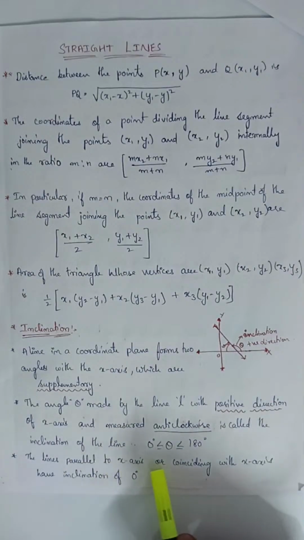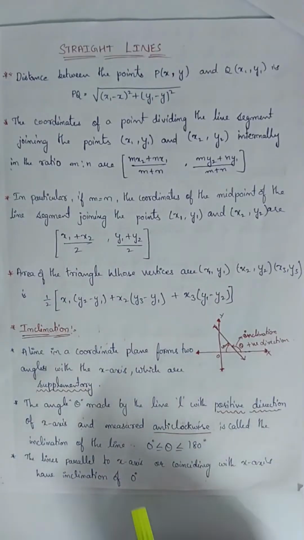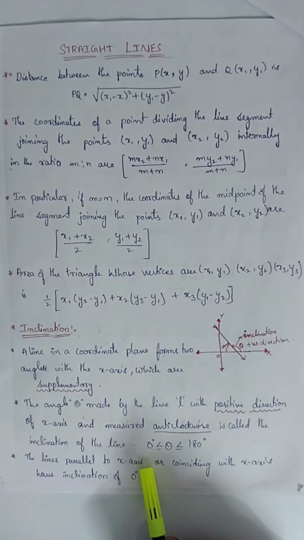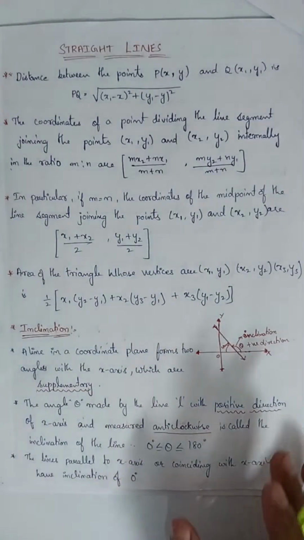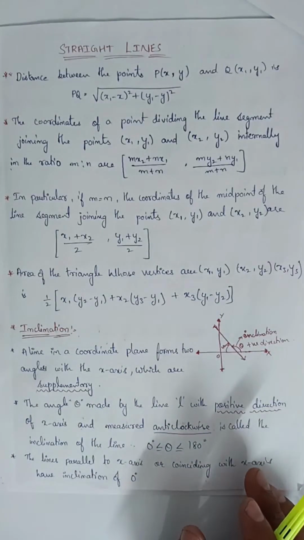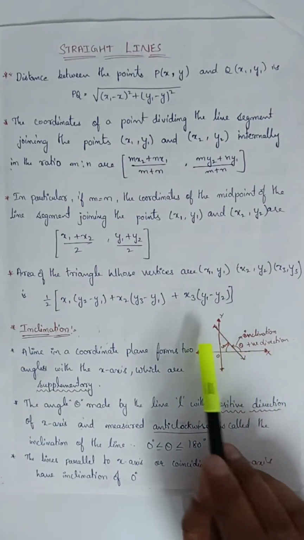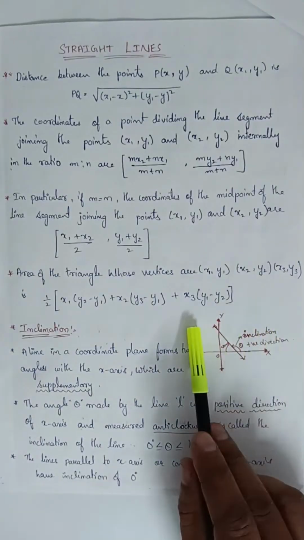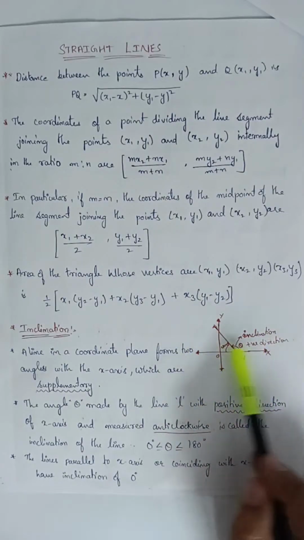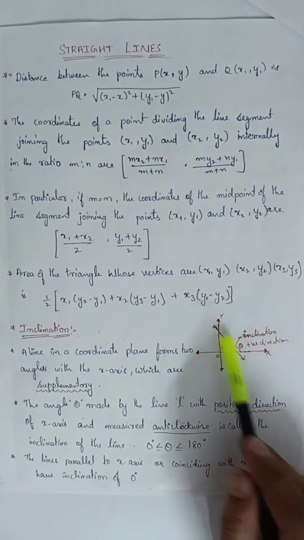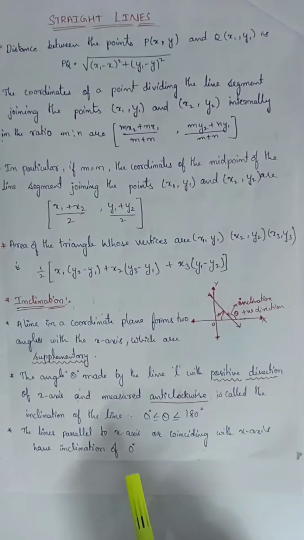The line parallel to the x-axis or coinciding with the x-axis has an inclination of 0 degrees. Do you understand? This is the x-axis, right? And the line is like this, parallel to the x-axis or coinciding with the x-axis. So there is no angle of inclination. That's why it is 0 degrees.